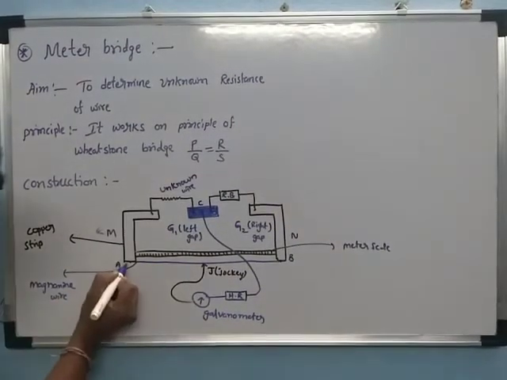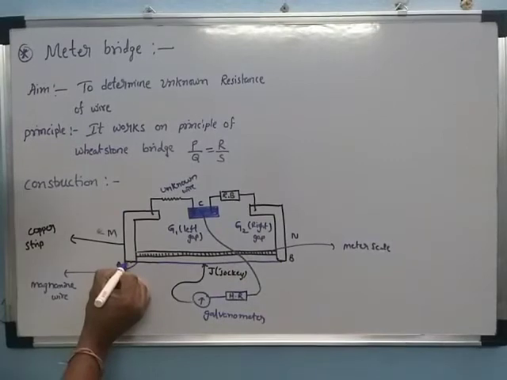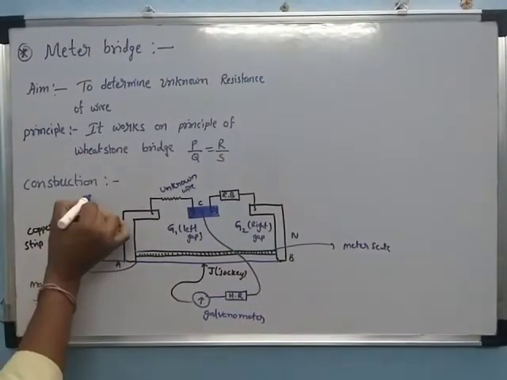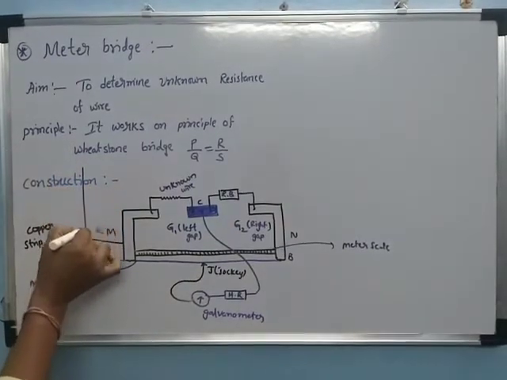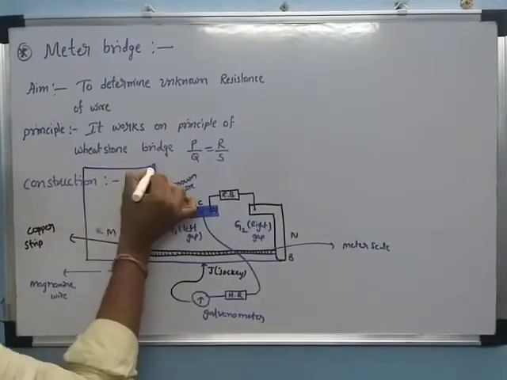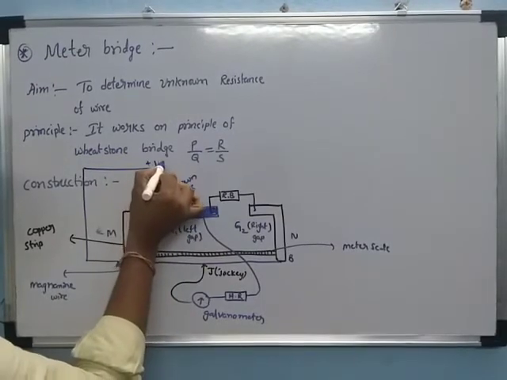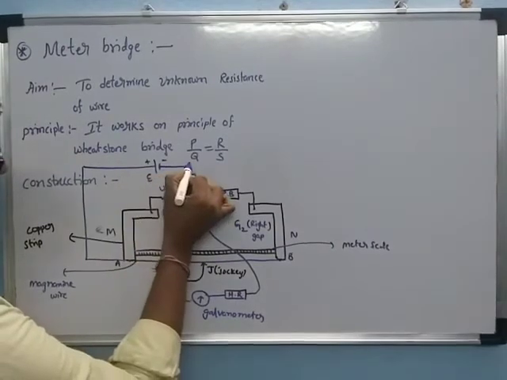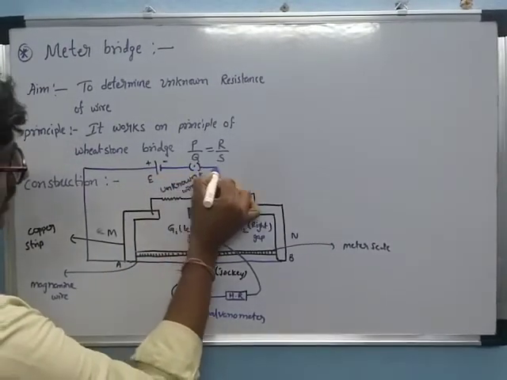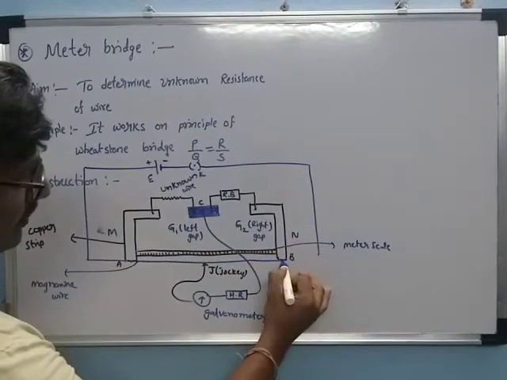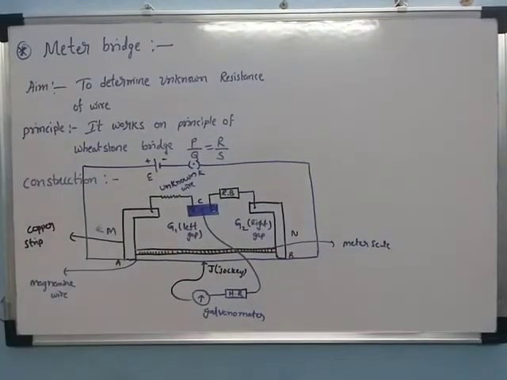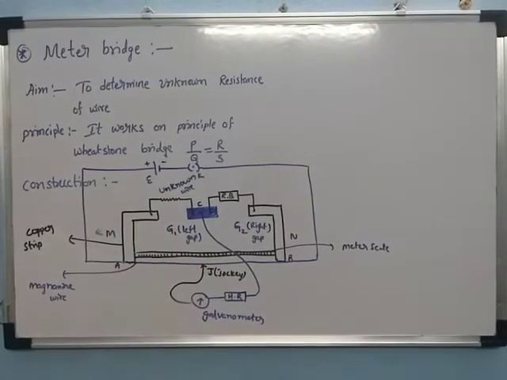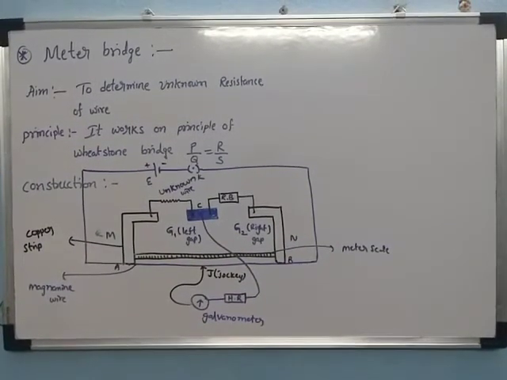Between the points A and B of the manganin wire, we connect a battery of EMF E, with positive and negative terminals. Across it, a plug key K is connected to the B point. This total construction is called the meter bridge.